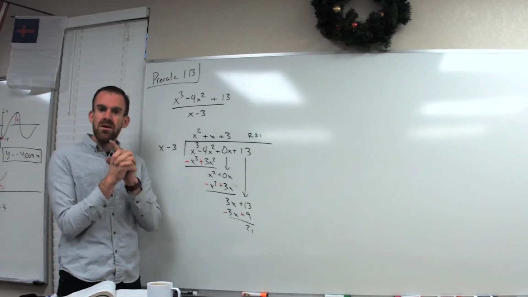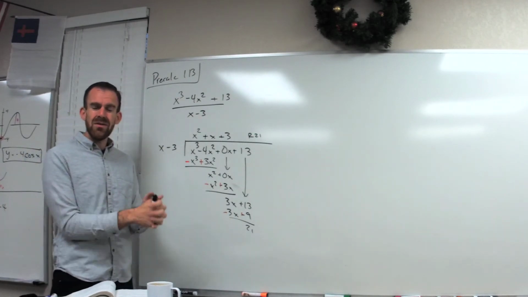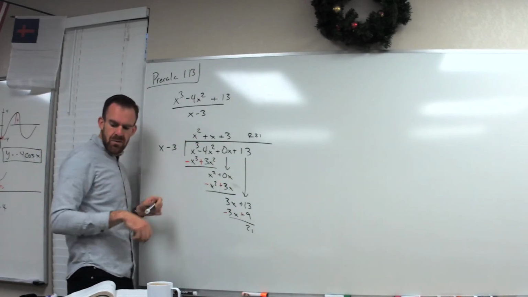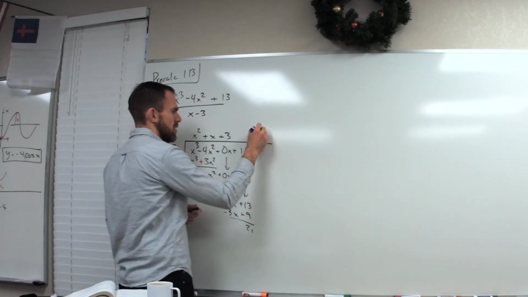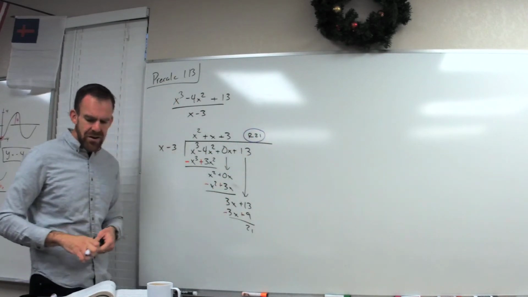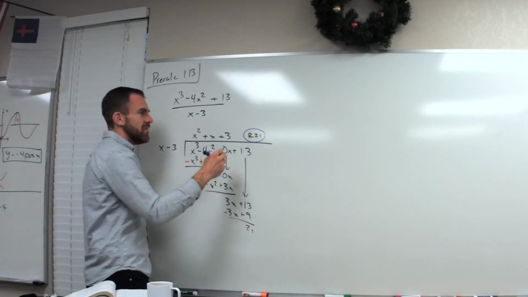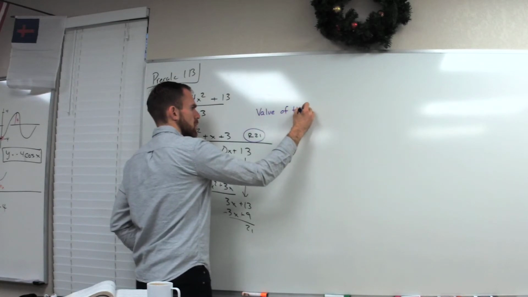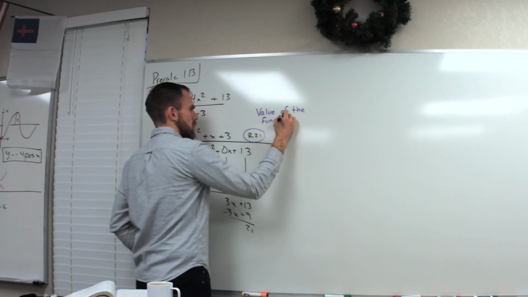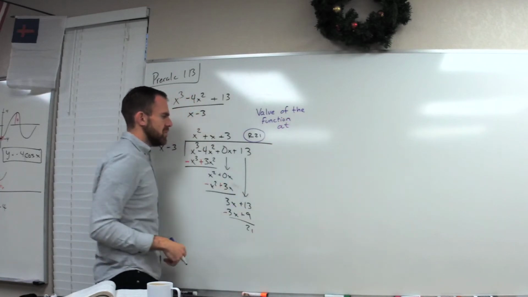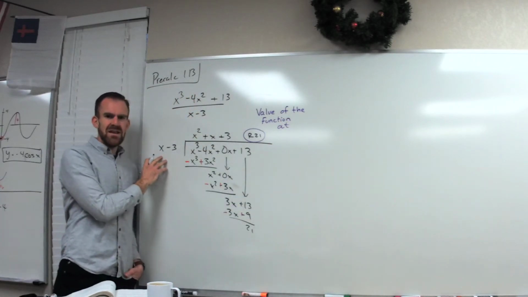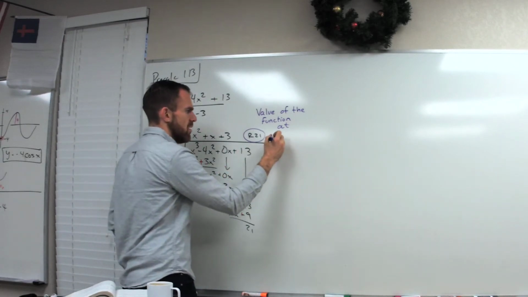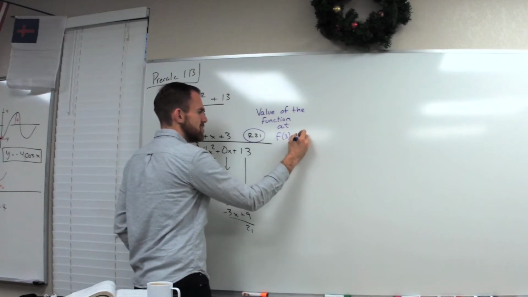Now, a couple of things to note. Number one, and this is cool, and we really didn't talk about this. When you divide, your remainder is actually really important. The remainder after division is actually the value of the function at your x value. What is my x value? It's a little tricky to see here, but it's actually 3, right? Because 3 minus 3 would be 0. So f of 3 is 21.